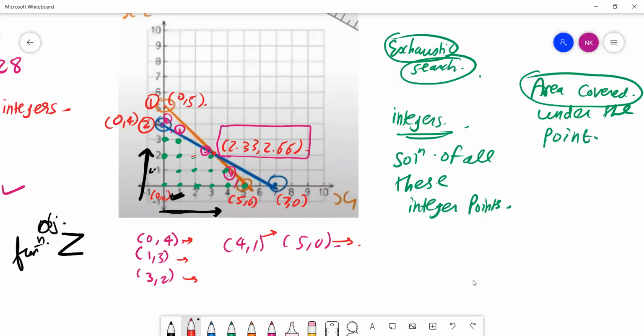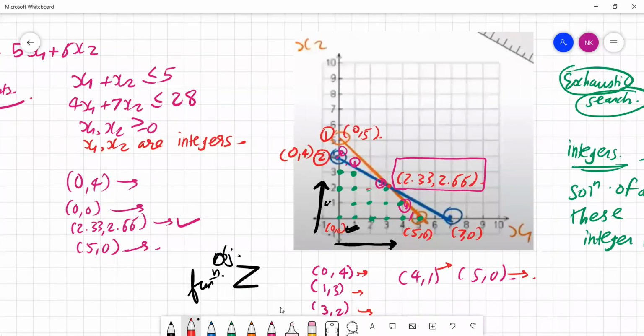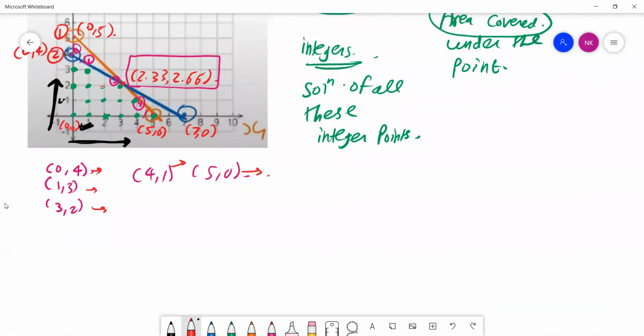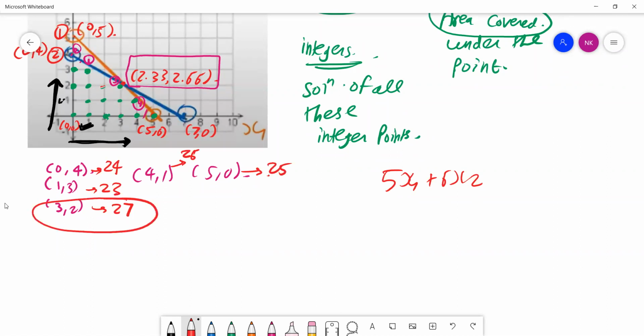So just put the values for all these 5 points. Our equation is 5x1 plus 6x2. So let me put the values into 5x1 plus 6x2. This will be 24. This will be 5 plus 18, 23. This will be 15 plus 12, so 27. This will be 20 plus 6, 26. And this will be 25. So you can see that this is the particular value which is giving you the maximum answer. After this, you can say that my answer is 3, 2, which is giving me the value of 27, and both x1 and x2 are integers.